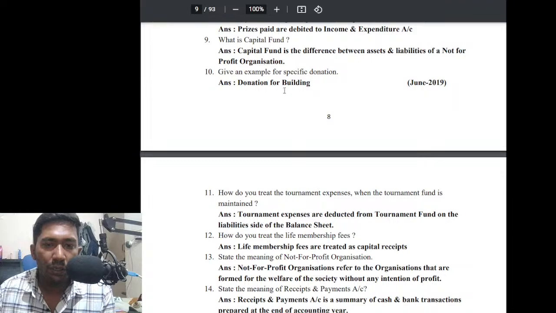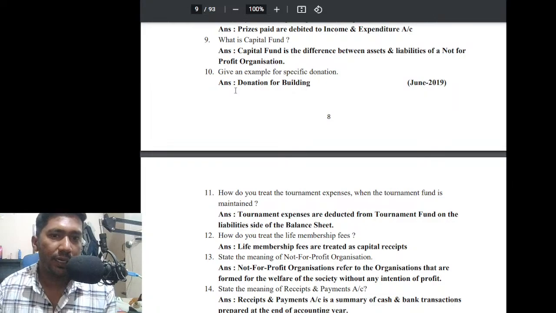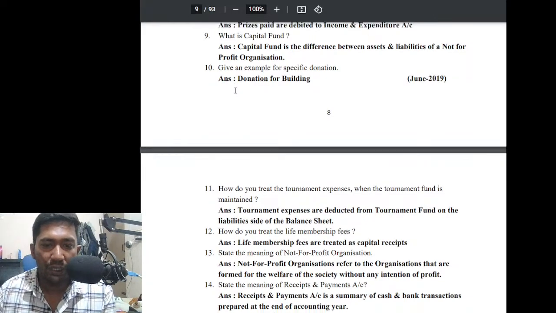So donation for building, a donation for computers, donation for toilets, donation for land, donation for building, donation for equipments, so donation for sports equipments. All this you can consider as a specific donation.